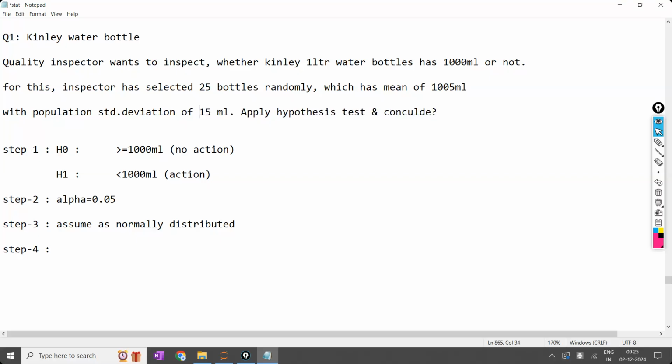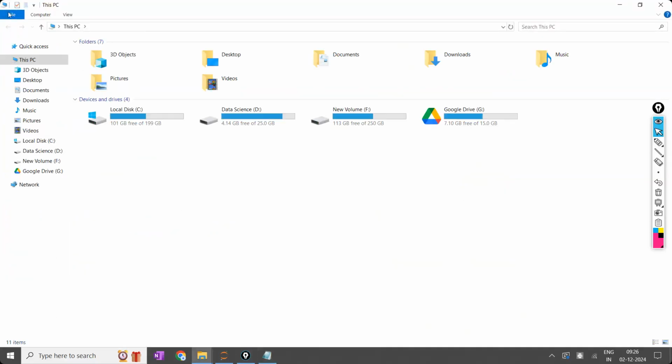In step one, we took the null hypothesis mu greater than or equal to 1000 ml, and the alternate mu less than 1000 ml, where we have to take action. Step two is alpha equal to 0.05. Step three is assuming the data is normally distributed. Step four is applying the statistical test. After applying the test, we get the p-value, and based on the p-value, we accept or reject the null hypothesis. Now this question is completed, and let us see case study number 2.